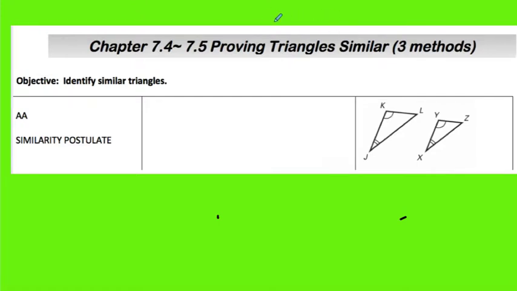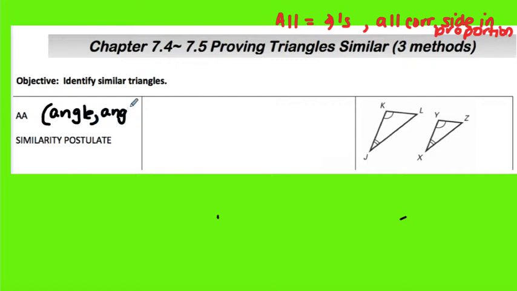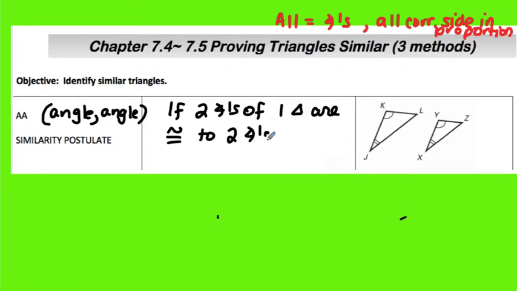Remember, similar triangles or similar figures are figures that have all equal angles and all corresponding sides in proportion. Okay? But having to prove all those things are true can get really tedious. So there is one way to prove that triangles are similar, and it's called the Angle Angle or AA Similarity Postulate. Angle Angle. All right, and that basically says that if two angles of one triangle are congruent to two angles of another triangle, okay, then the triangles are similar.